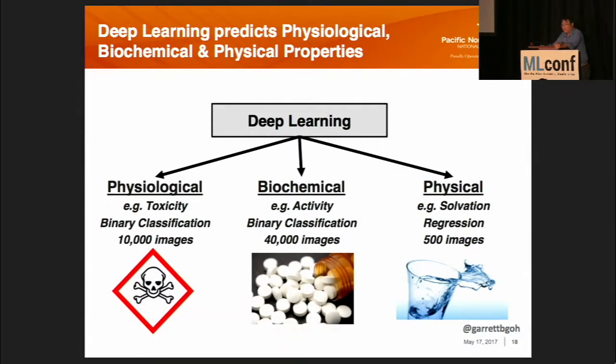So we managed to try our neural networks on 3 major types of properties. One of them is toxicity, and it's a binary classification task. We also tested on activity, which is a proxy of how well a chemical might work as a drug, as well as the solvation properties, which you can think of as how much heat the chemical gives off when it is dissolved in water. And this would be a regression problem with a much smaller amount of data compared to the rest.